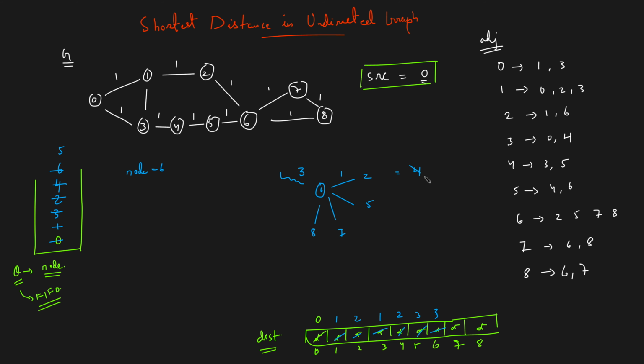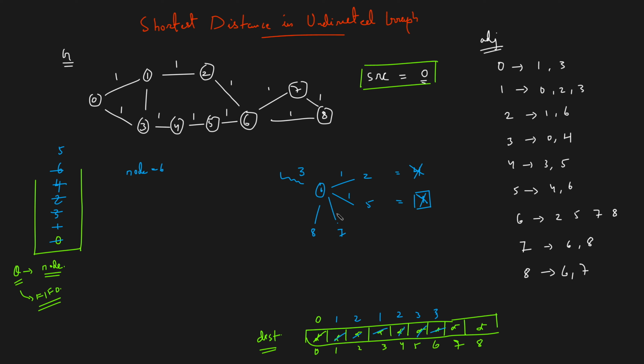Now will you take it into consideration? No. Why? Because 2 is already having a distance of 2. So I don't have a better solution, so I'll not take this into consideration. Will you take 5? Let's see. 3 plus 1 is giving you 4. 5 is having 3. Why will I take a path which is giving me a distance of 4? We will not take this.